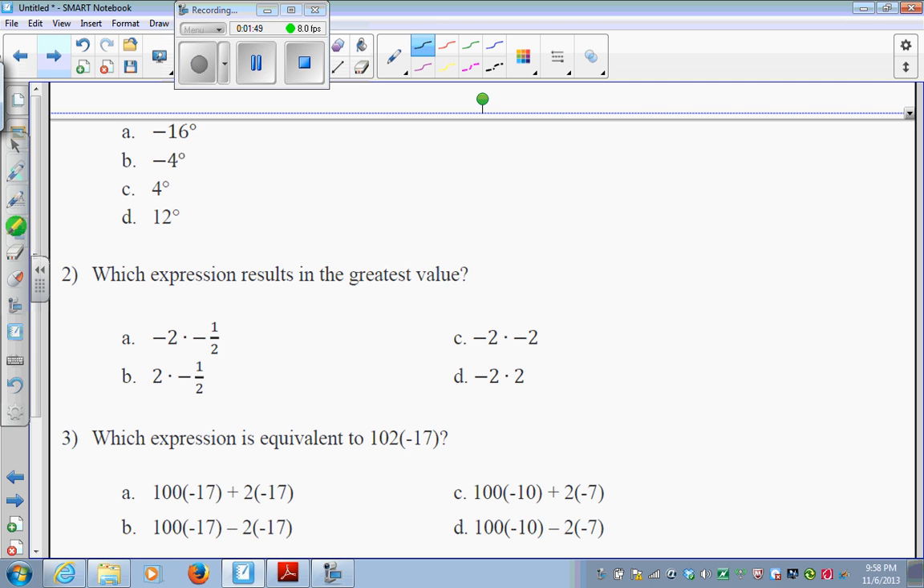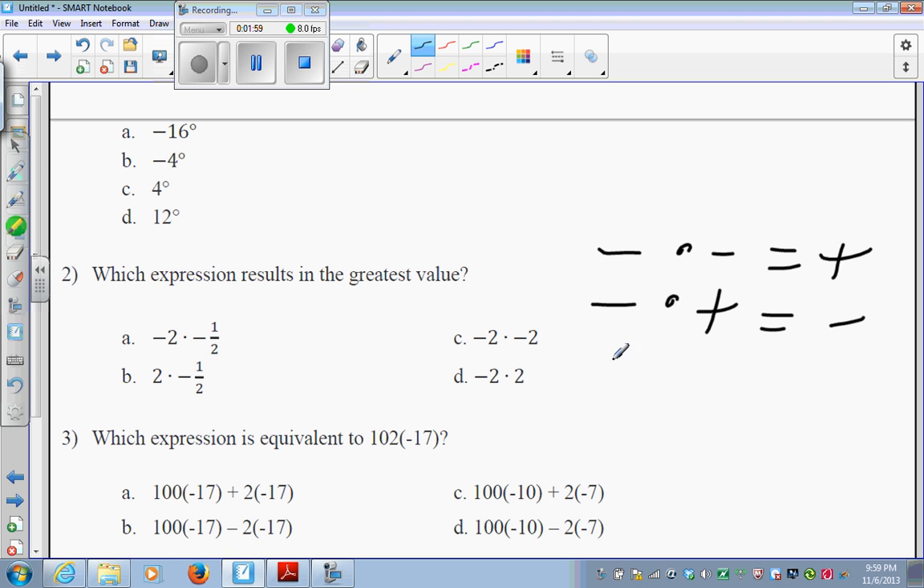On to question number 2, which expression results in the greatest value? So we know that a negative times a negative equals a positive, and we know a negative times a positive equals a negative, and that a positive times a negative equals a negative. So I'm going to look through here and eliminate anything that's a positive times a negative, because that's going to result in a negative. So first of all, the negative 2 times negative 1/2 is going to end up being a positive. This positive times this negative is going to end up being a negative answer. Negative times a negative will be a positive, and negative times positive will be a negative. So B and D are both negatives.